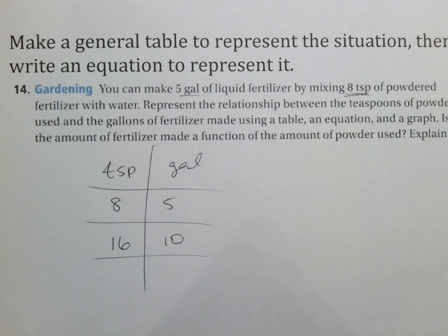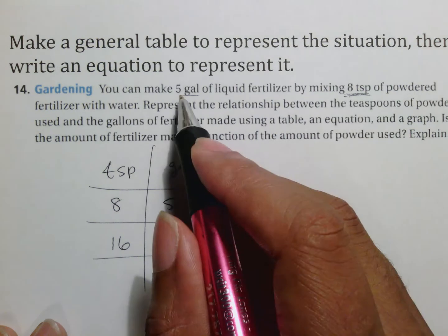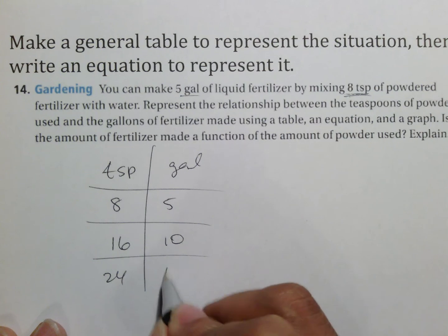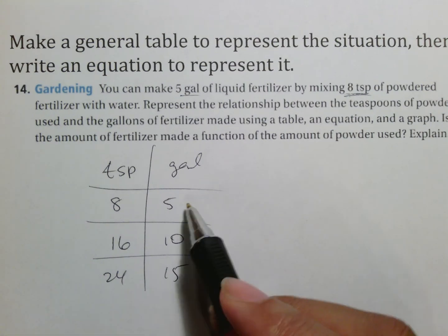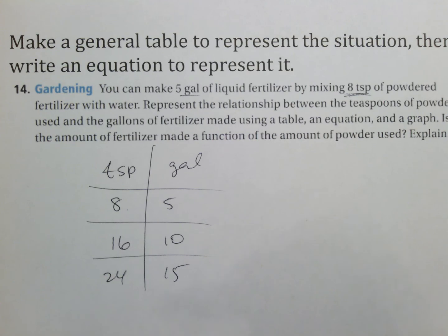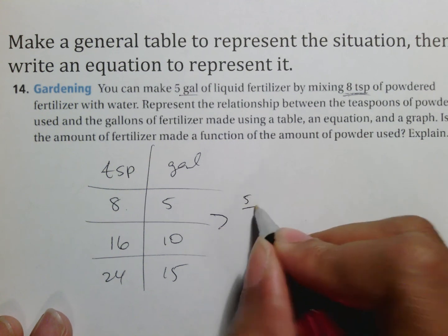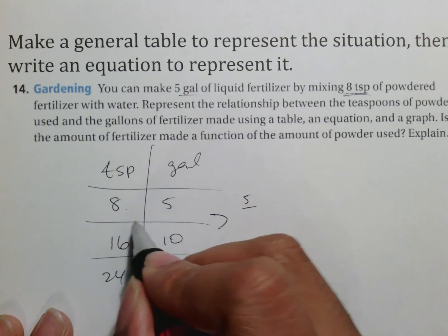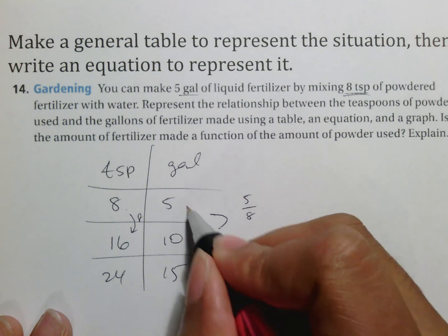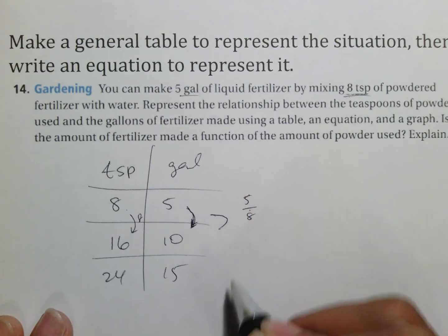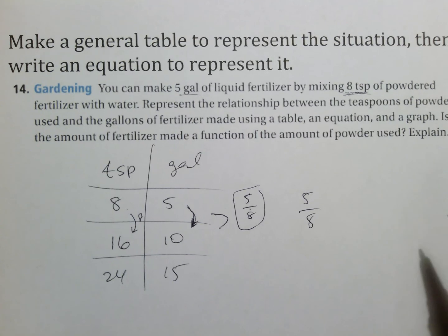make 10 gallons. And then of course after that you're talking about 24 teaspoons make 15 gallons. Now your rate of change really isn't going to help because this isn't going 8, 9, 10, 11, 12. We have to do a little bit more work. But I do know that we are going up by 5 per every 8 here. So again, look at that. You're going up 5 because your gallons are going up 5 per every 8 there. So that would actually be your rate of change there.